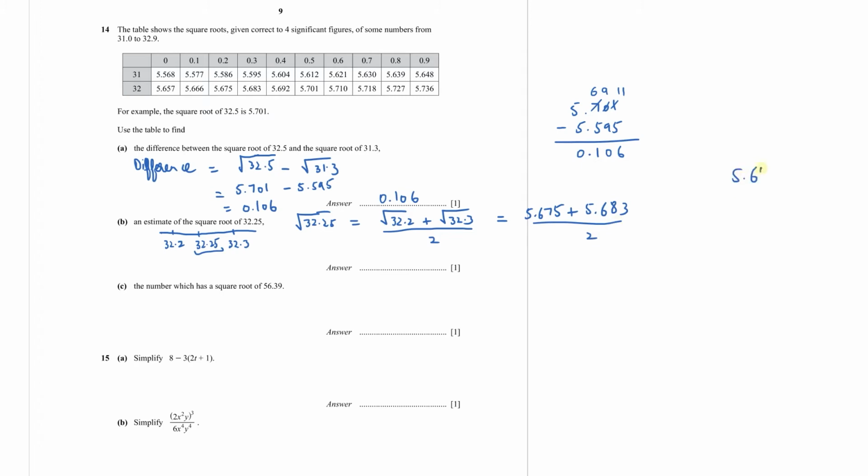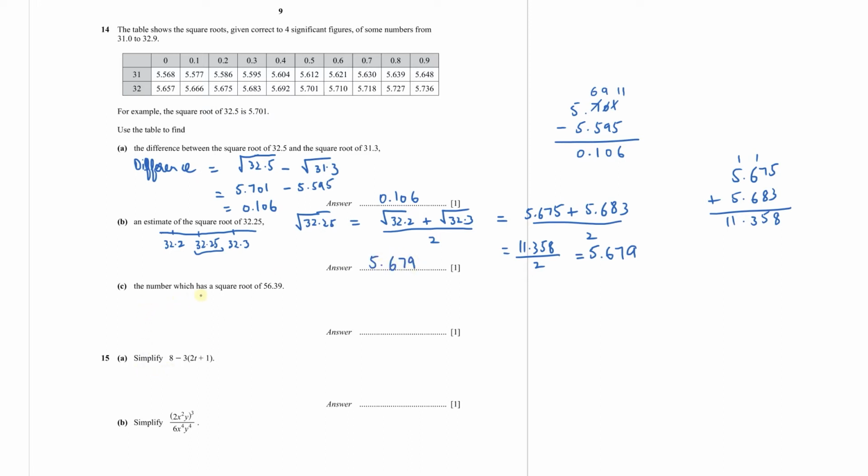So let's add these two, 5.675 and 5.683. 5 plus 3 is 8, 8 plus 7 is 15, 1 carry, 6 plus 6 is 12, plus 1 is 13, 1 carry, 6 plus 5 is 11. So you have 11.358 divided by 2. And if you divide, 2 5s are 10, 1 13, 2 6s are 12, 1 15, 7s are 14, 1 carry 18, and 9 twos. So 5.679.